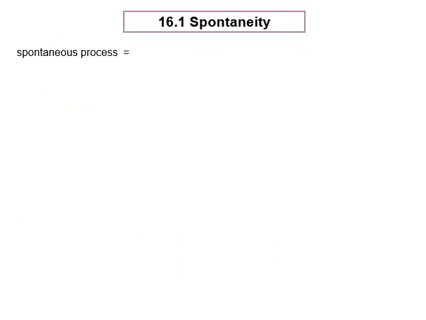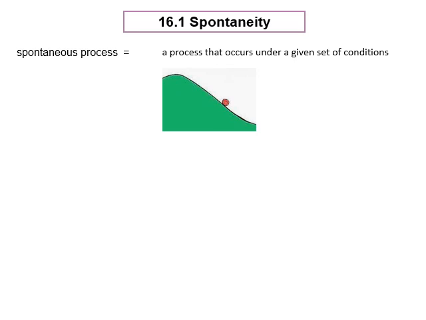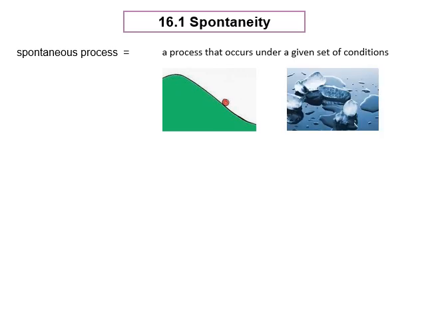The term that chemists use to describe the natural direction of a reaction or process is spontaneity. A spontaneous process is a process that occurs under a given set of conditions. Sometimes a given process will always be spontaneous in a certain direction. For example, a ball will always naturally roll downhill. However, other times, the spontaneity of a process will depend on temperature. For example, ice will melt if the temperature is above 0 degrees Celsius, but liquid water will freeze if the temperature is below 0.